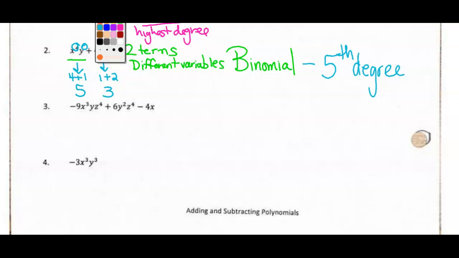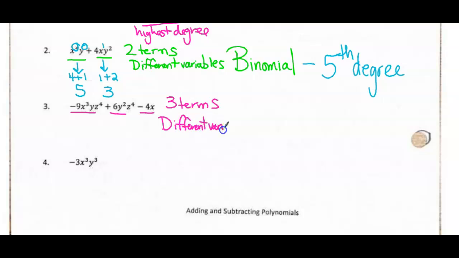So we have 2 more here before we change things up. On number 3, I'm just going to talk you through this. First, we're going to take a look. This has 3 terms. This has different variables. So the first thing I'm going to ask you, if it has 3 terms, and you had to name this by term, this would be called a trinomial. 3 terms, trinomial.